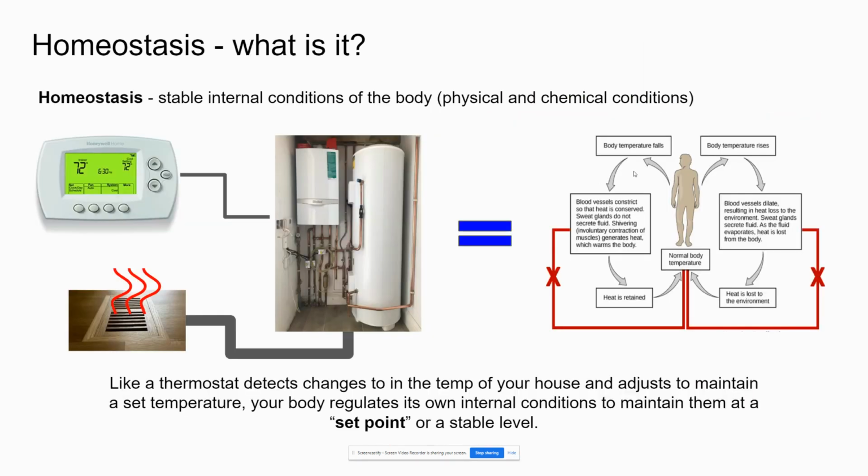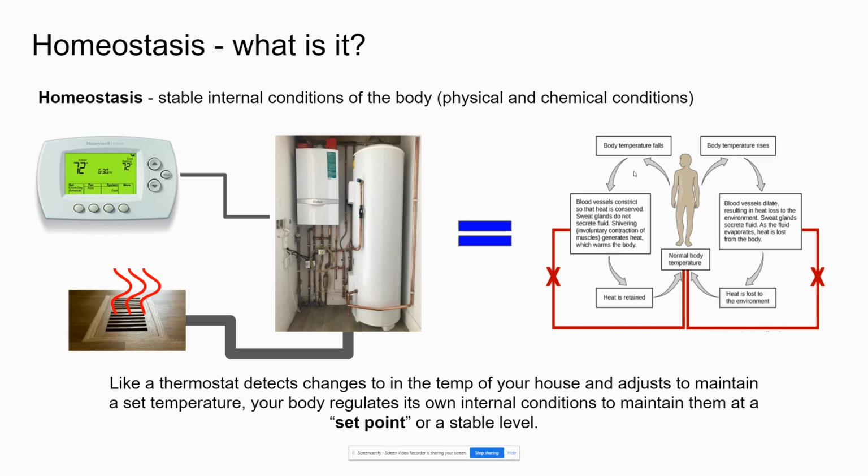So, homeostasis, what is that? Homeostasis is a stable internal condition of the body. This may sound like a simple thing, but it requires coordination of multiple body systems to achieve. The internal conditions of our body, physically and chemically, need to stay balanced.